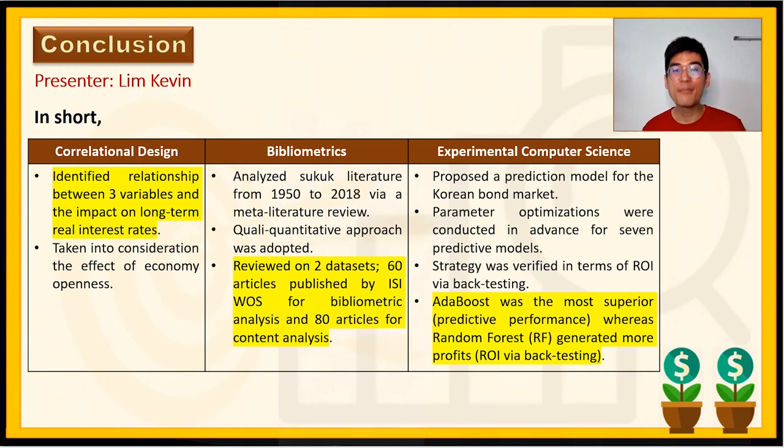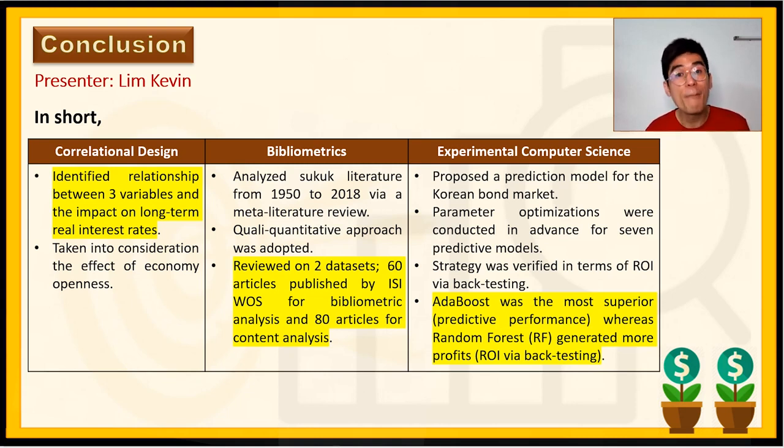To sum up, firstly, correlational design is selected by the author to study the relationship between variables and interest rate. Secondly, bibliometric is selected by the author to study two data sets, where the first one is for the purpose of content analysis and the second one is for the purpose of bibliometric analysis.